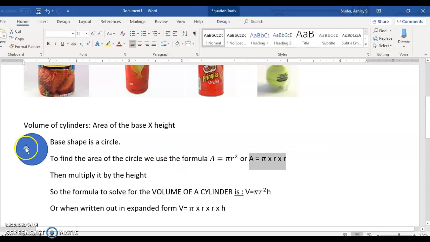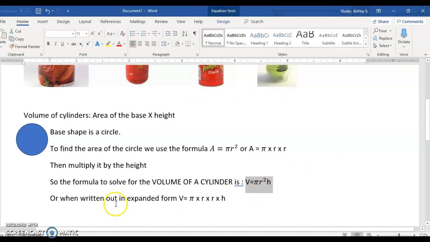So first step is to find the area of the base, or area of the circle, and then multiply it by the height. So the formula to find the volume of a cylinder is pi radius squared times height. But if you were to write it out in expanded form, we have radius squared, which means I would multiply the radius by itself 2 times. So in expanded form, I have pi times radius times radius times the height. You ready to put it in action?